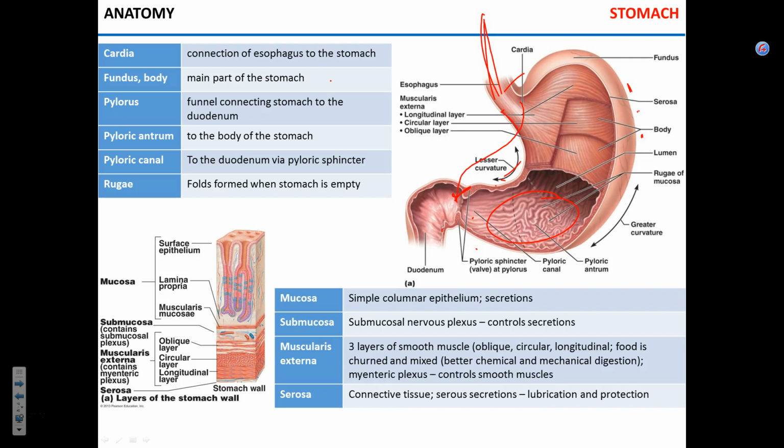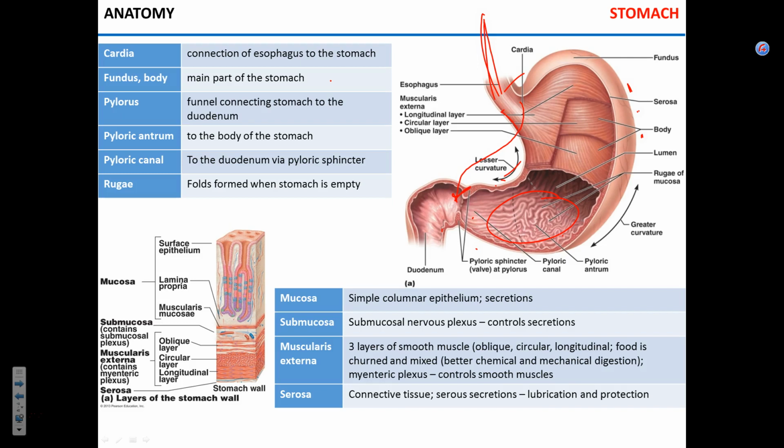Now, so that was gross anatomy. Does that make sense? So those folds, do those have anything to do with surface area? Nope. Same as the esophagus, it just folds because it's empty, and when it's full, it stretches. Those folds allow it to stretch.